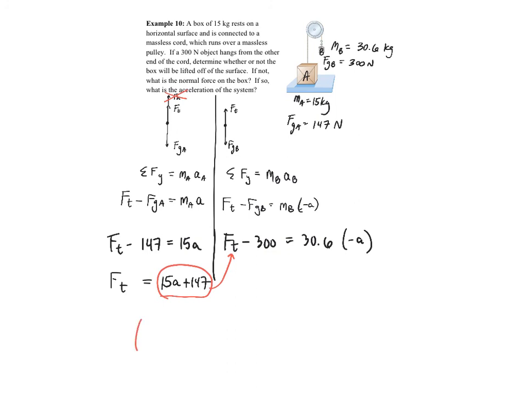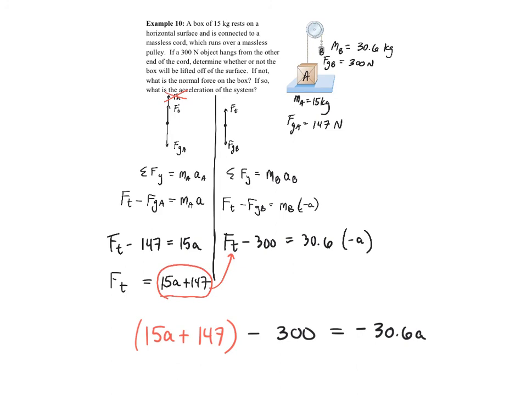So this becomes 15A plus 147 minus 300 equals 30.6 times negative A. I'm going to just make that look nicer, actually. Let's just make it negative 30.6A. Again, I'm taking this expression for Ft in object A and plugging it into object B's equation, yielding what's given on the bottom. Red is shown where it's substituted here. It's simple substitution method.